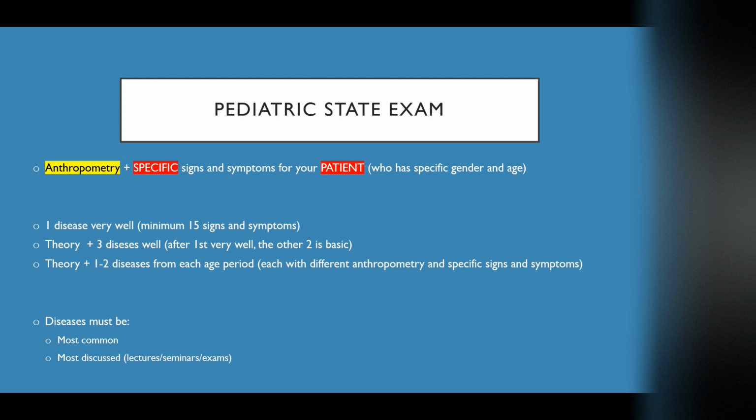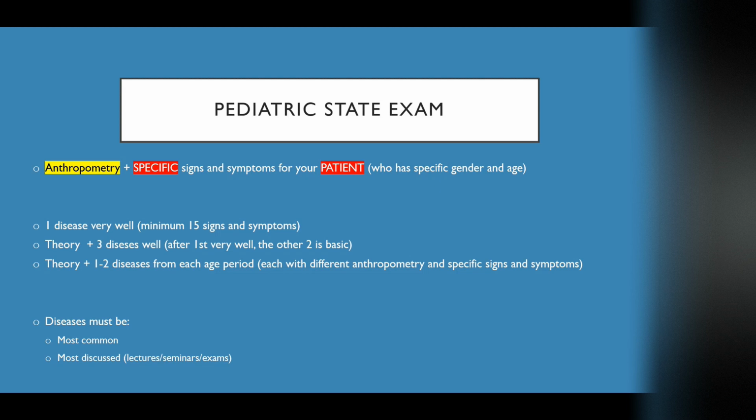Remember, each patient has different anthropometry, specific signs and symptoms, and for the same disease, it manifests differently at each age. If it's a young child, it has different symptoms than a teenager because they are going through different phases of their life, okay? Yeah, so that's it with your diseases.